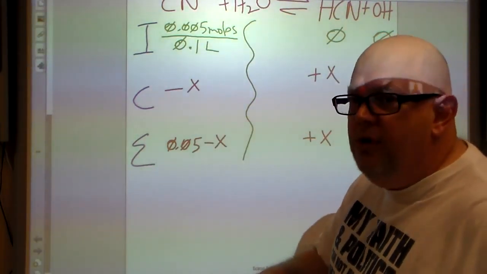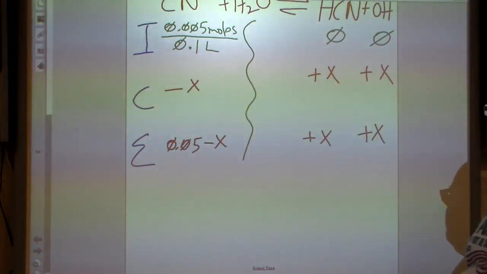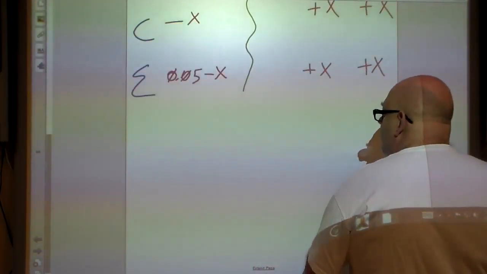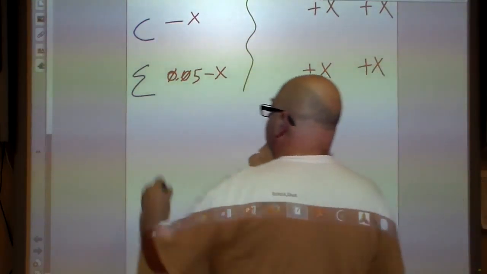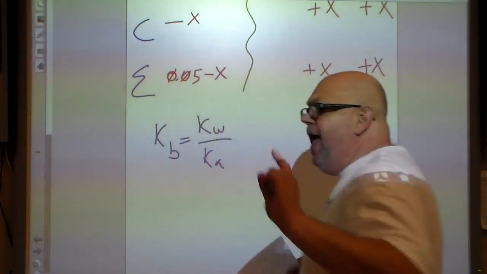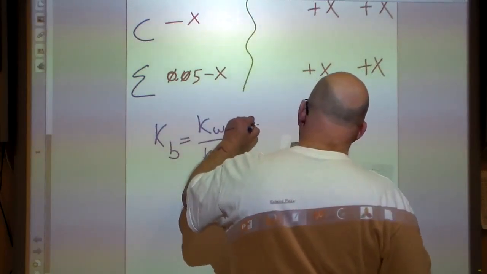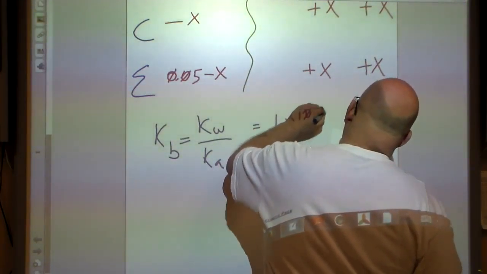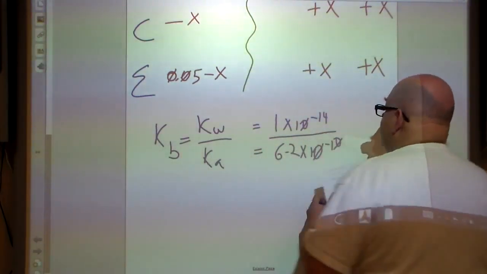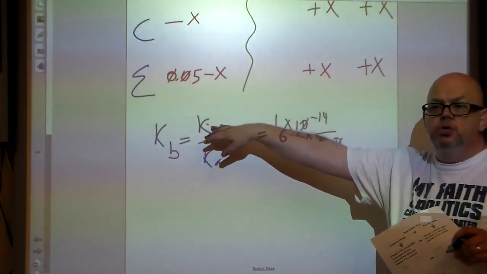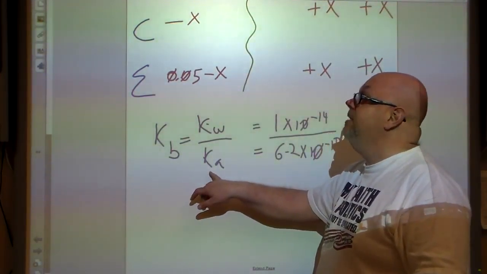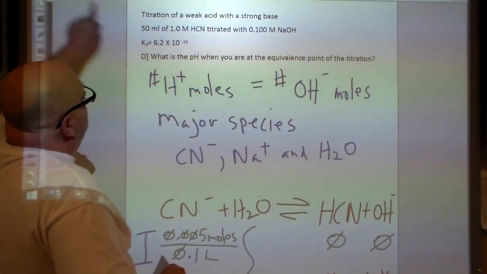Now the book does it another way, okay? This way also works, okay? So I went this route. So we need to find Kb. Well, how do we go and find Kb? Well, Kb is equal to Kw over Ka. Now we happen to know what Kw is. That is 1 times 10 to the negative 14th over 6.2 times 10 to the minus 10th. Now the 1 times 10 to the minus 14th is common knowledge, okay? And the 6.2 times 10 to the minus 10th is the Ka that they gave us at the beginning of the problem, right here.